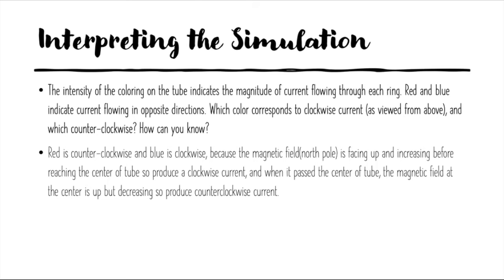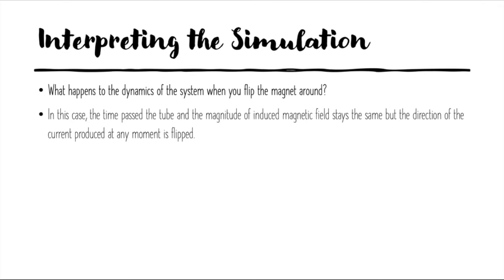From the graph above, I can know that red is the counterclockwise and blue is the clockwise current, because the magnetic field is facing up and increasing before reaching the center of the tube, so it produces a clockwise current. And when it passes the center of the tube, the magnetic field at the center is up but decreasing now, so it produces a counterclockwise current.